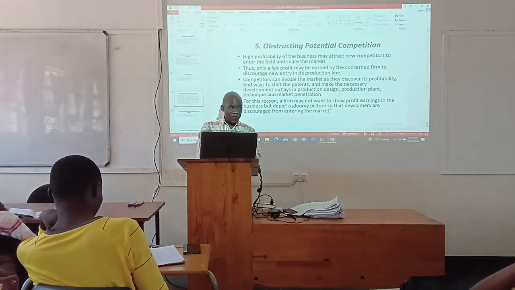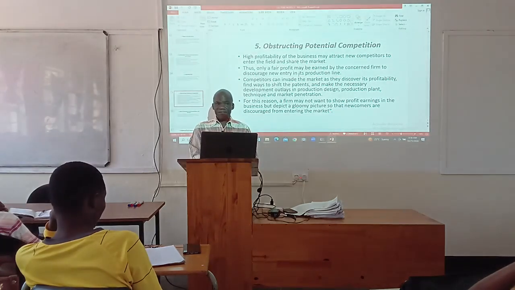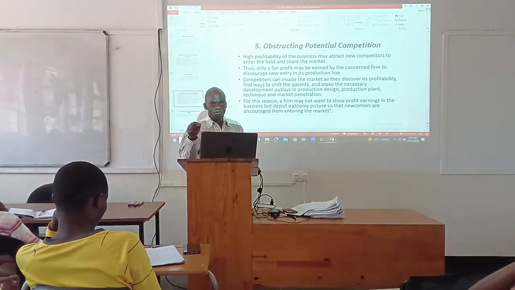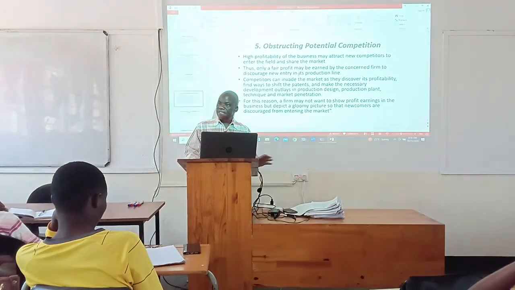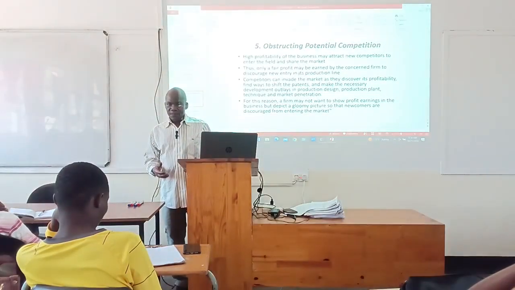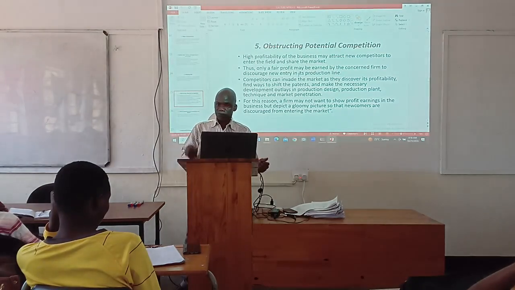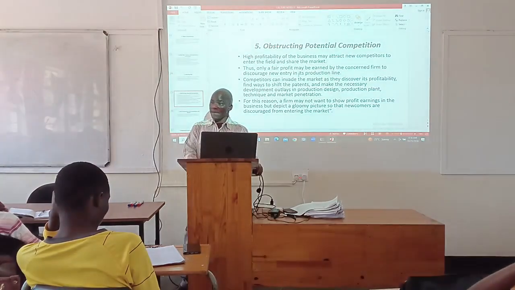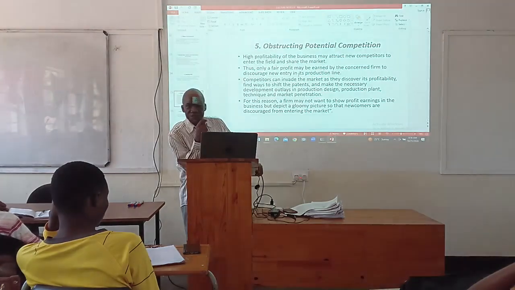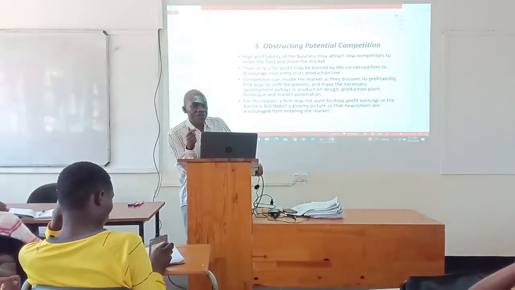Others hide information. So goal number five, non-profit maximization goal. What we are looking at is things that companies pursue different from what we normally know, which is profit maximization. So some companies will not want to be seen to make too much profit. Why? Because others will be interested and join.